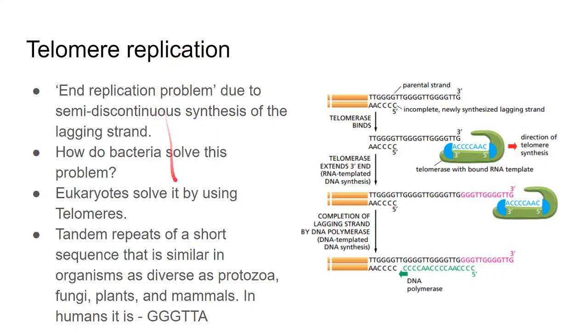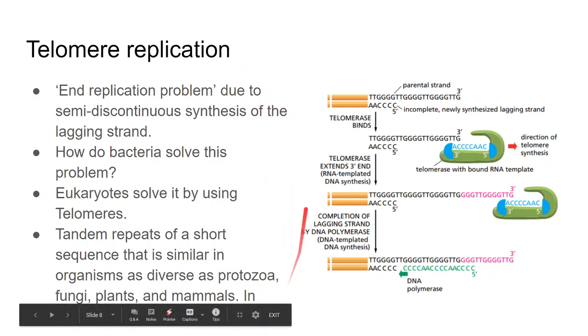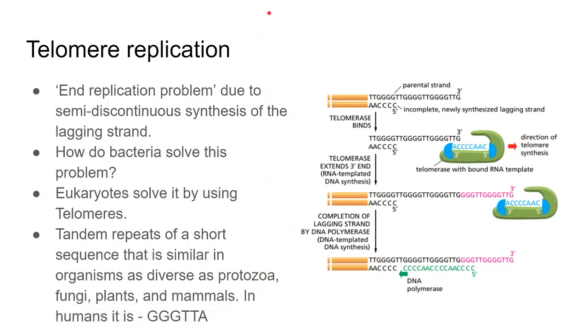Prokaryotic bacterial DNA is circular, so there is no end to worry about. But in eukaryotes, you have linear DNA, and therefore you have certain ends of chromosomes which you need to worry about. So eukaryotes solve this problem by using telomeres, and telomeres are non-coding regions. So loss of telomere is not important for the survival of the organism. You can lose telomeres throughout your lifetime, and in fact you actually are.